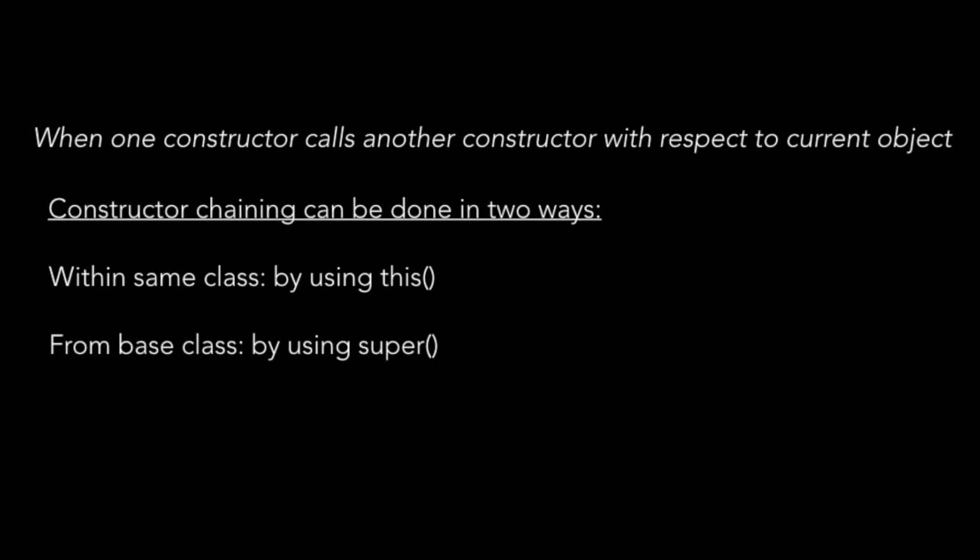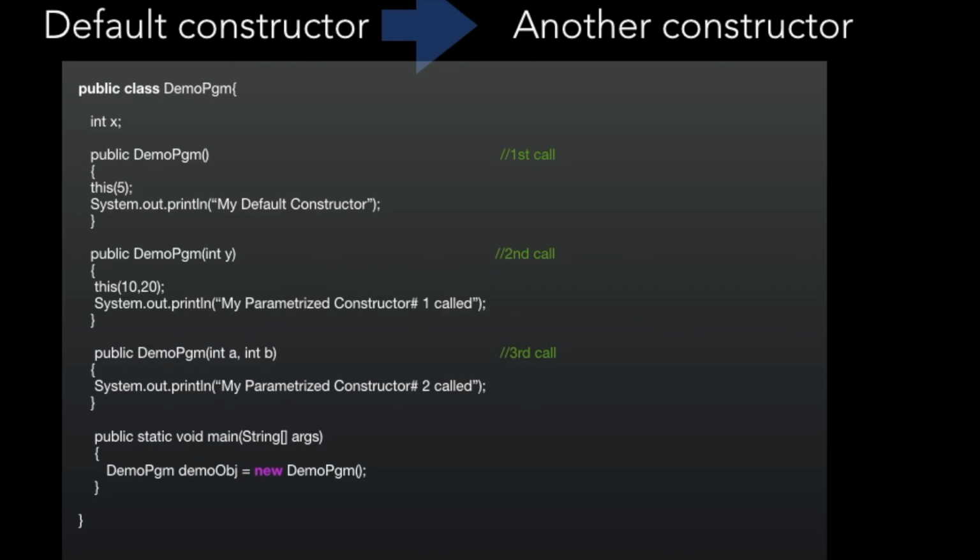So first let's see how this keyword works for constructor chaining. In Java, the default constructor is first called from your main method, and then the default constructor will call another constructor, and another constructor can call as many other constructors as the chaining continues. So this is a simple example.